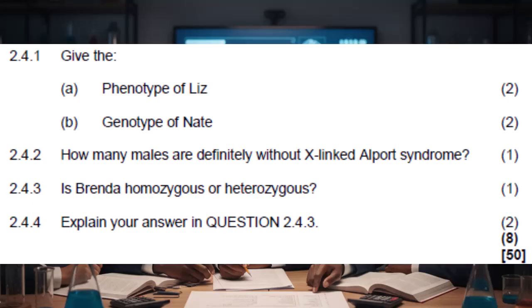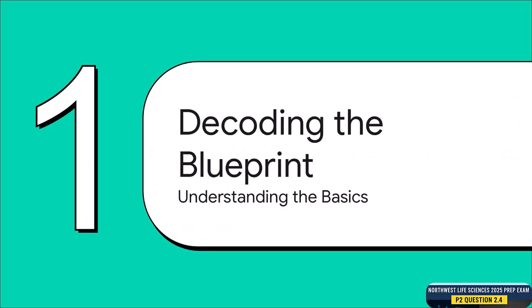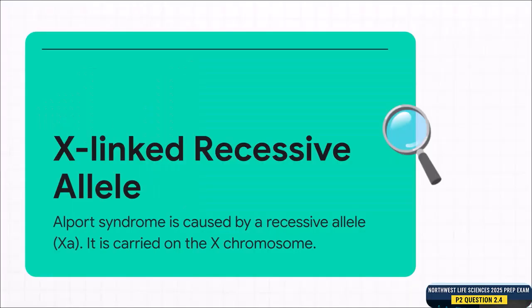Okay, so before we even try to answer the questions, we have to understand the rules of the game, right? Let's take a quick moment to decode the blueprint of this whole problem. The first thing to lock in is that we're dealing with an X-linked recessive allele. Let's break that down. X-linked just means the gene we're talking about lives on the X chromosome. And recessive? Think of it like a shy gene. It only shows its trait if a stronger dominant gene isn't there to overshadow it. And we're calling this recessive allele XA.